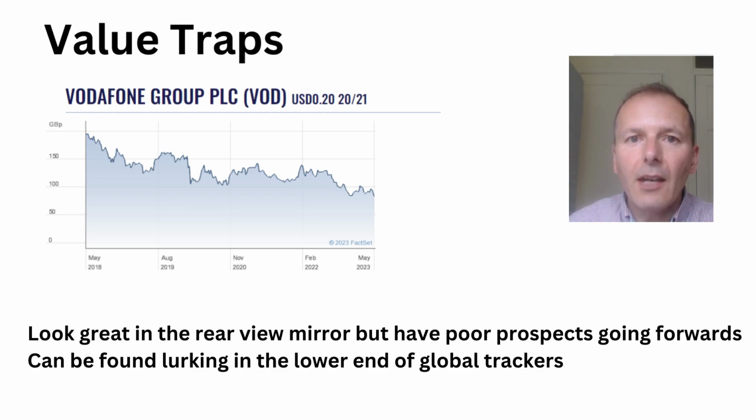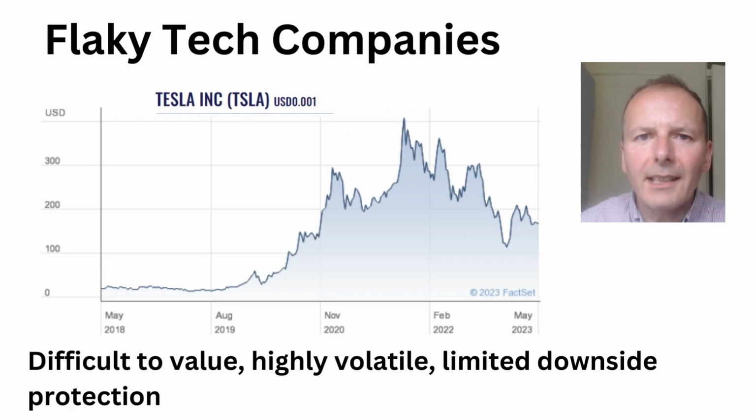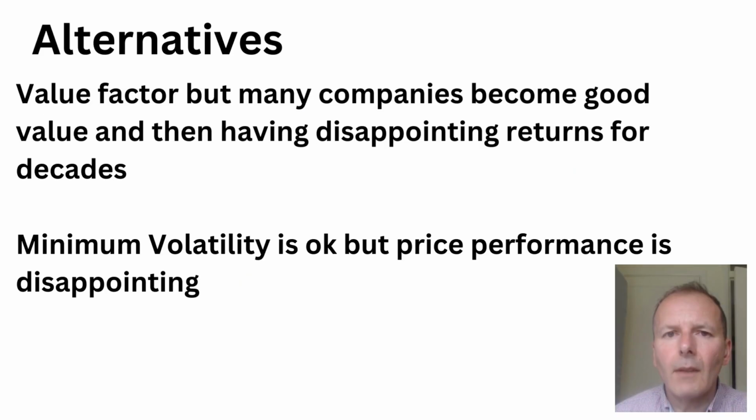Here is an example of low-end guff, a classic value trap that's lost value consistently over the last 5 years. If you look in the rearview mirror, you might think, oh, this is a bargain, but actually it has very poor prospects going forwards, and these can be found lurking at the lower end of global trackers. The classic flaky tech company is Tesla. It's incredibly volatile, very difficult to value, and it gives you limited downside protection during a market decline.